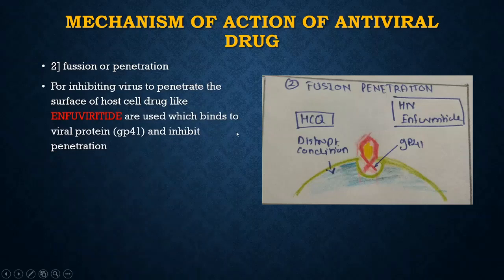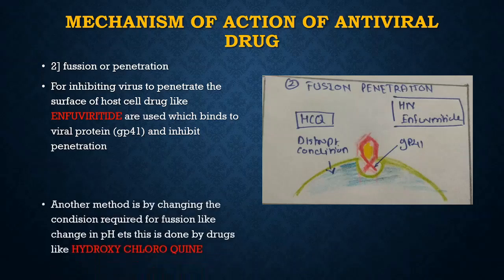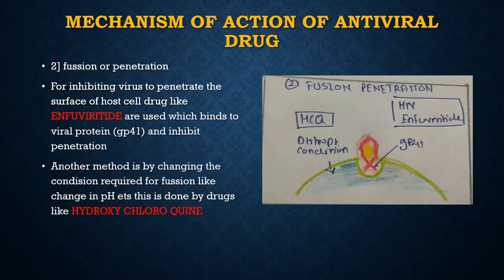To inhibit the virus from penetrating the surface of the host cell, drugs like enfuvirtide are used, which get attached to the GP41 and inhibit its penetration power. Also, we can inhibit this penetration by changing the conditions of the host cell. That means you can change the pH level of the host cell. This can be done by the use of hydroxychloroquine, which is the well-known drug at this time, which is also used for the treatment of coronavirus.